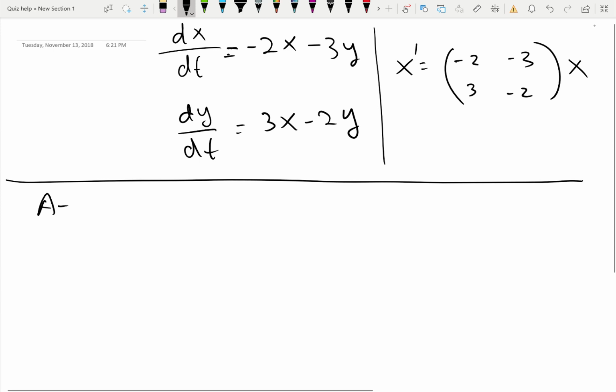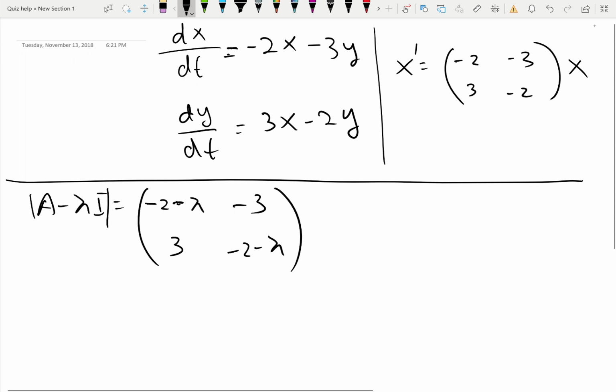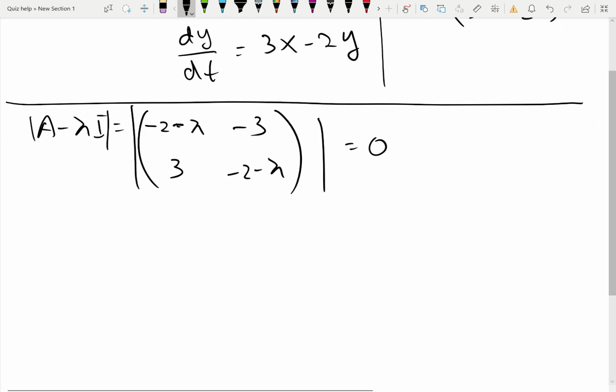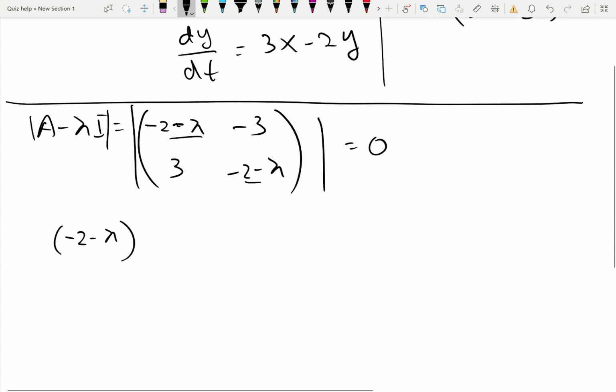So let's find the A minus lambda I matrix. A minus lambda I will be -2 minus lambda, -3, 3, -2 minus lambda, right? So this is A minus lambda I. Now we want to find the determinant of this matrix and make it equal to 0 to find eigenvalues. So the determinant will be, first we multiply these two, so (-2 minus lambda) times (-2 minus lambda) is (-2 minus lambda) squared, minus 3 times 3, which is -9, right? Equal to 0.